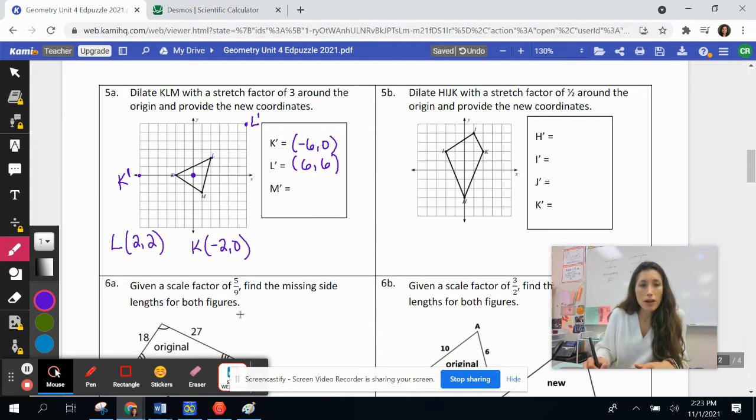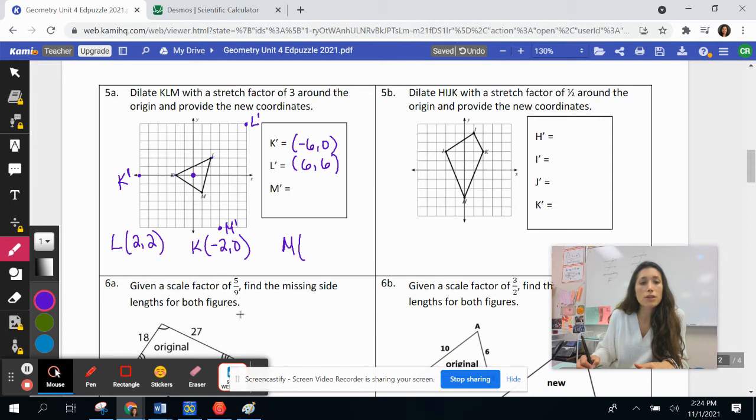And my new coordinate for M, to the right 1, down 2. Repeat that process, right 1, down 2. That gives me a figure twice as big. Repeat that, right 1, down 2. Now it's 3 times as big. This is my new coordinate for M prime.